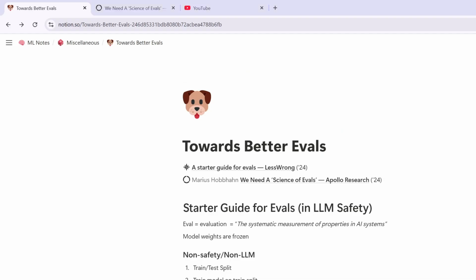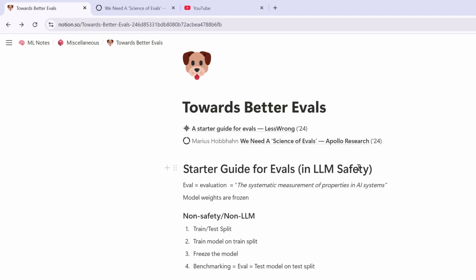Hey, so I'm going to be talking about model evaluations, particularly in the context of large language models and AI safety. And most of these ideas will be based off of these two blog posts by a dude named Marius, written about a year or so ago.